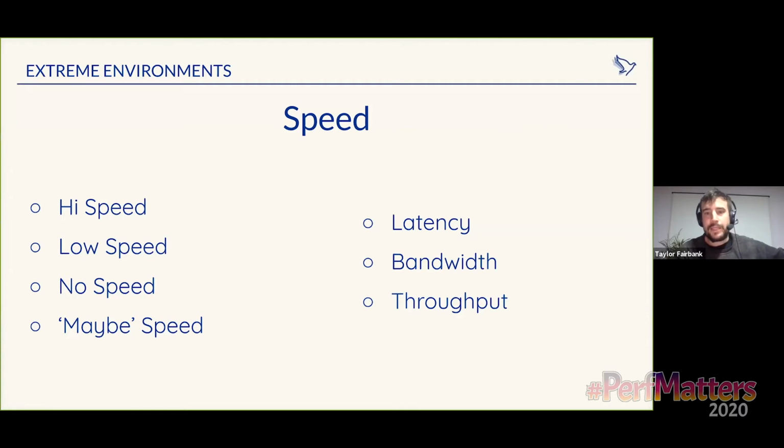Yeah, and we're looking specifically here at latency, bandwidth, and throughput. So latency is that round trip time to the server and back. Bandwidth is the size of the pipe, like how much capacity your connection has. And then throughput is how much you can actually send down the line. And so we have really high latency, we have low bandwidth, and because of those two, we have low throughput.